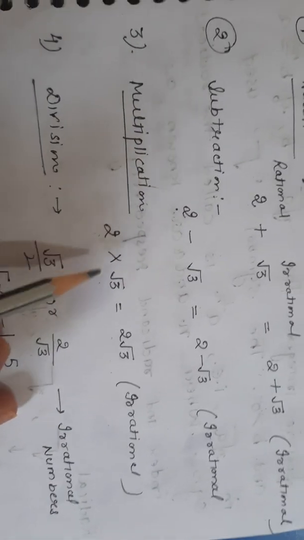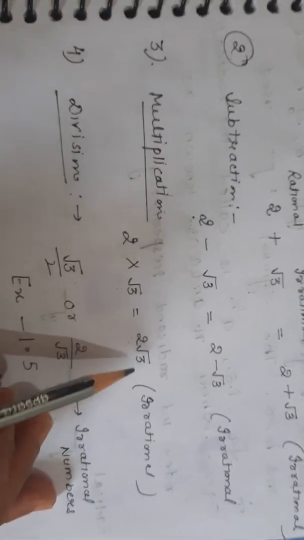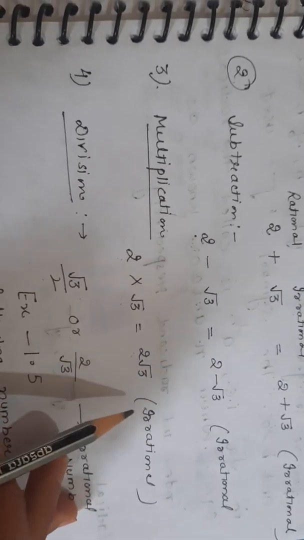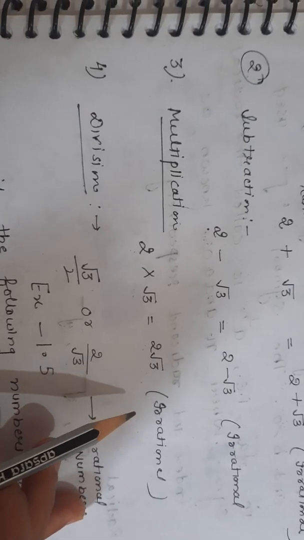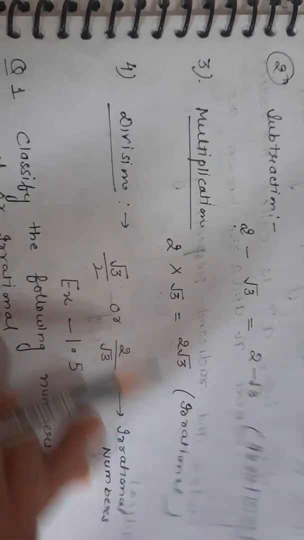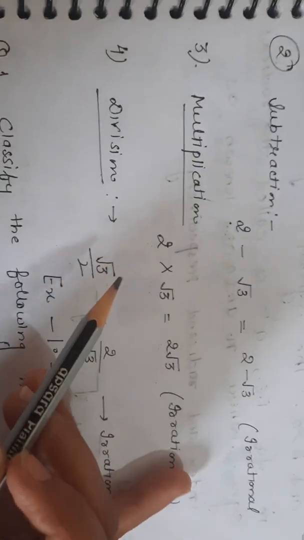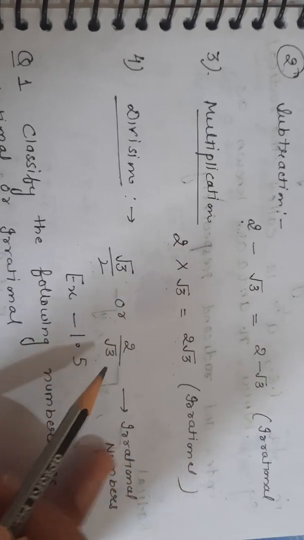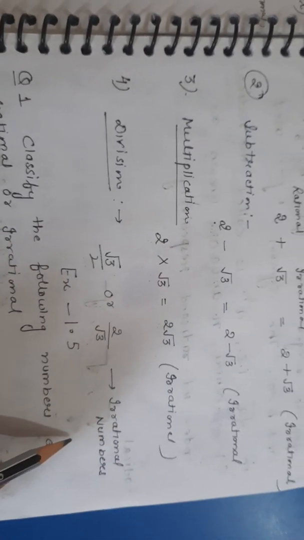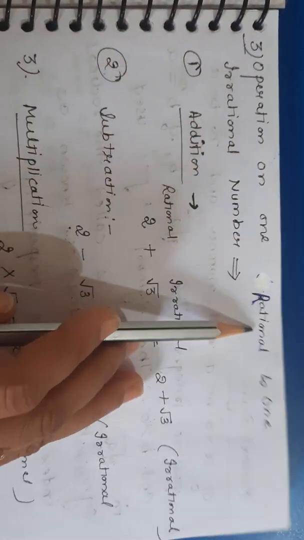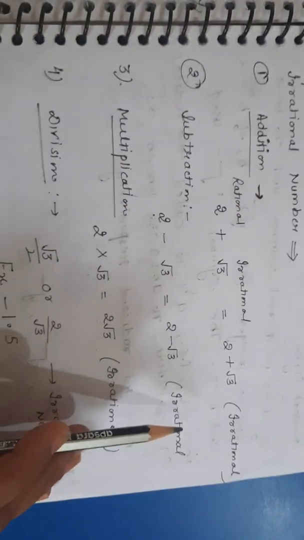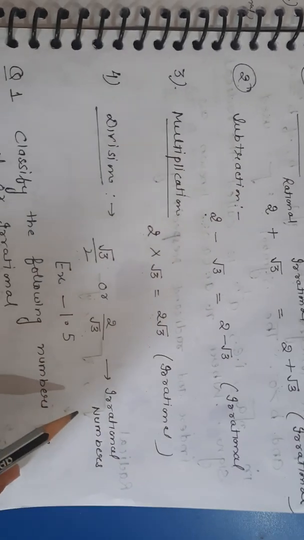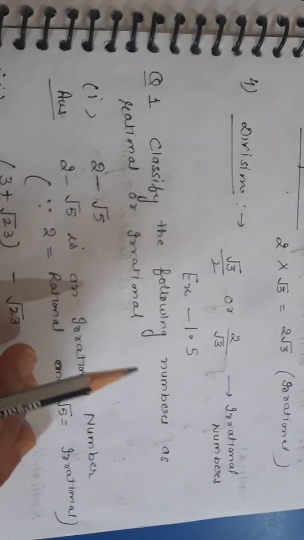Now you multiply 2 with root 3. This is 2 root 3. Again root 3 has non-terminating, non-repeating decimal expansion, so twice of it also has non-terminating, non-repeating decimal expansion. So this is an irrational number. Now you divide one rational and another irrational, like root 3 by 2 or 2 by root 3. The answer is also going to be irrational. So if you take one rational and another irrational, the answer for addition, subtraction, multiplication and division is always going to be irrational.